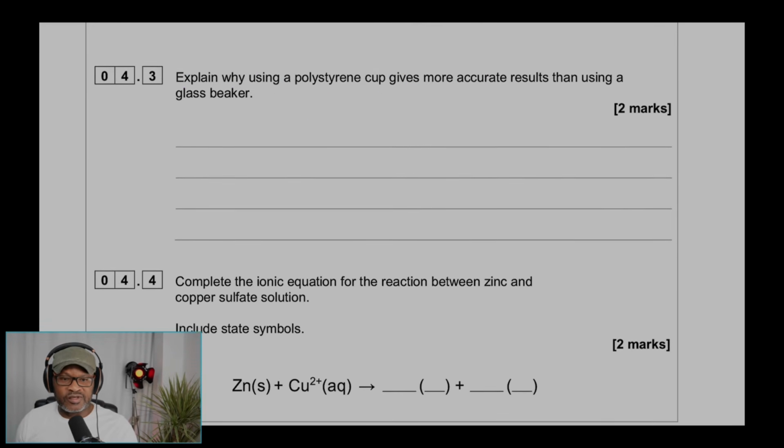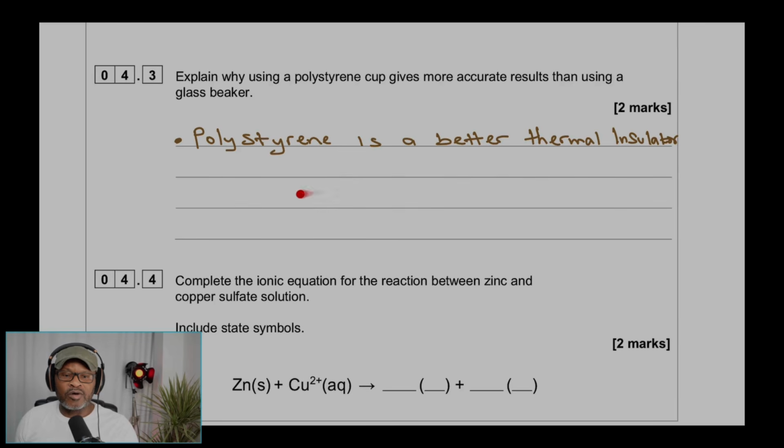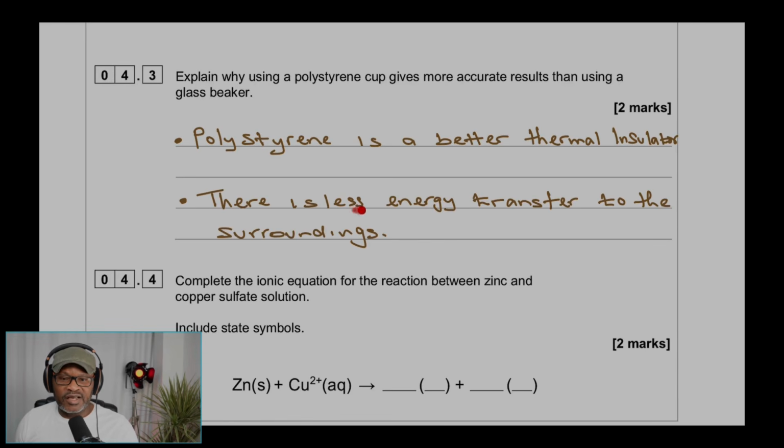Question 4.3. Explain why using a polystyrene cup gives more accurate result than using a glass beaker. Well, the polystyrene is a better thermal insulator, so that stops excessive heat escaping. There is less energy transfer to the surroundings. So 1 mark for that and 1 mark for that.